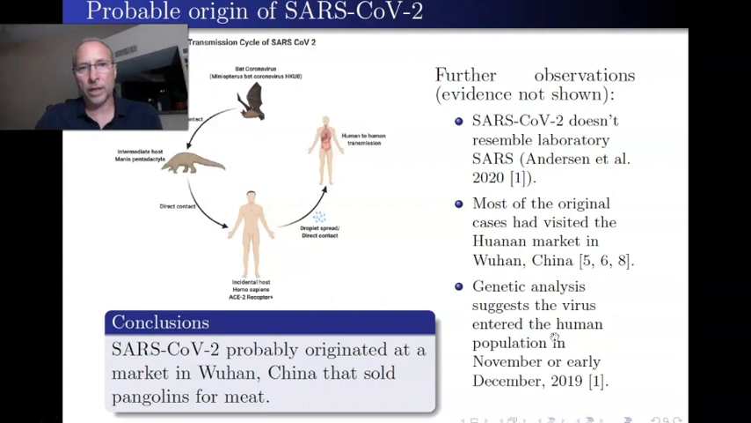So all this evidence is pointing to the conclusion that the SARS-CoV-2 originated probably in this market in China, and they were selling pangolins for meat, and the people who bought those pangolins unwittingly ingested the virus and became infected. And then the virus either evolved immediately there or was already pre-adapted to go human to human after that point.